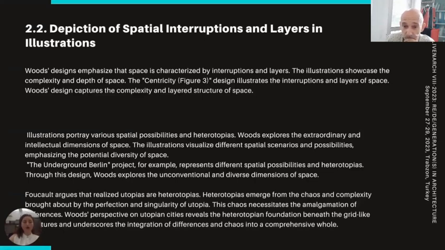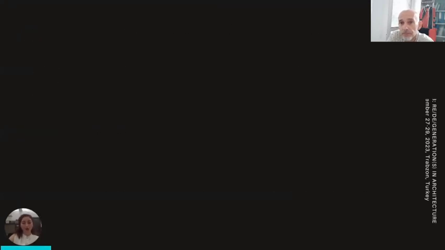Foucault argues that real utopias are heterotopias. Heterotopias emerge from the chaos and complexity brought about by the perpetuation and singularity of utopia. This chaos necessitates the amalgamation of differences. Woods' perspective on utopian cities reveals the heterotopian foundation beneath the grid-like structures and underscores the integration of differences and chaos into a comprehensive whole.